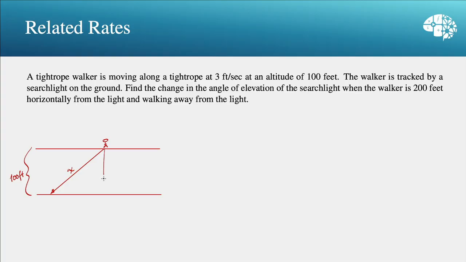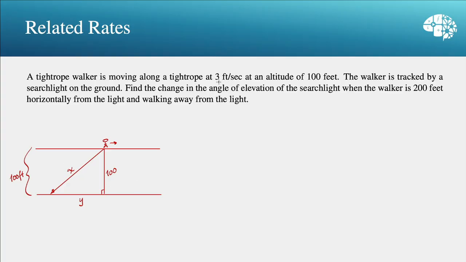So if I drop this vertical here, and then this distance right here, we'll call that y. And then of course walking away from the light, walking this way. So we've drawn a picture and we've labeled it. I'll go ahead and draw the 100 right there. And then we're going to write down all the things that we know.